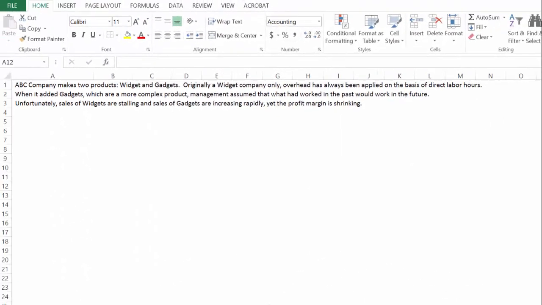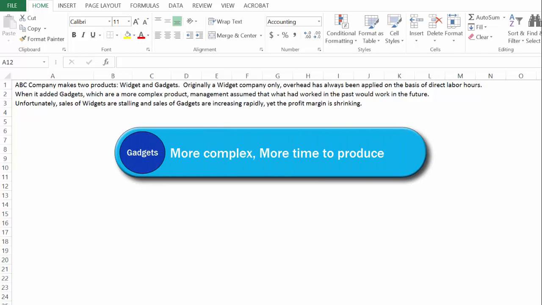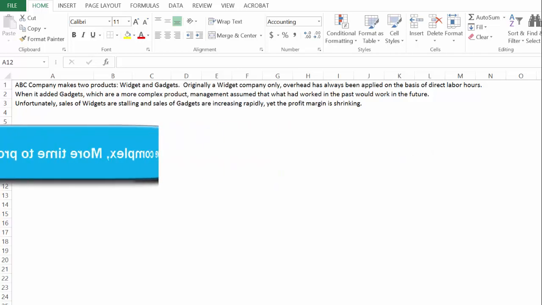ABC makes widgets and gadgets, but it started out as a widget company and it applied overhead on the basis of direct labor hours. That's always worked for it just fine, but then it added gadgets. Gadgets are a more complex product, and management didn't make the connection. They didn't realize that when they added a different, more complex product, they needed to add a different kind of costing to keep track of their costs.